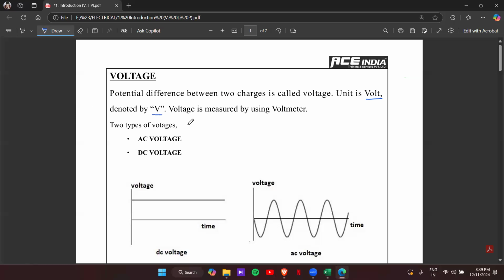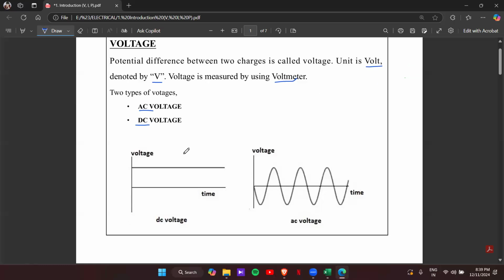The instrument used to measure the voltage is called a voltmeter. So that's the voltage. Again, we have two types of voltage: AC voltage and DC voltage. AC means alternating current, and DC means direct current. Let's see what's the difference between AC and DC.